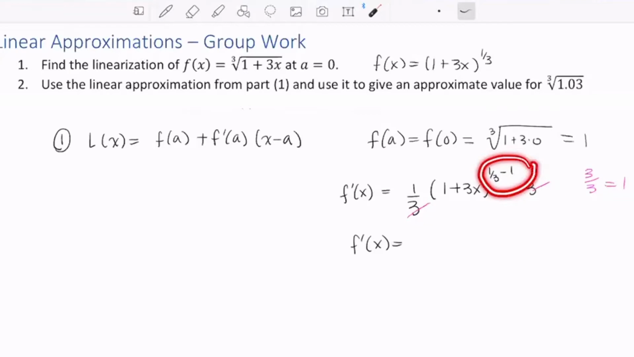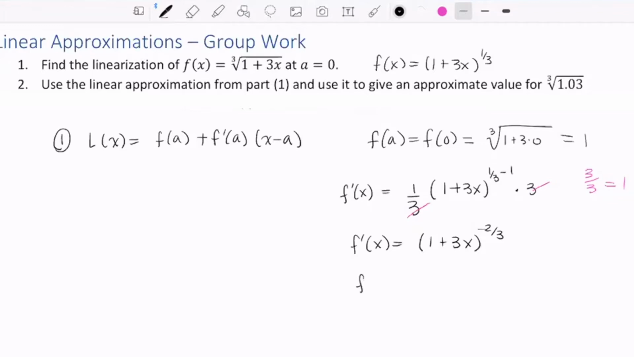So now we can evaluate at 0. So f prime of a equals f prime of 0. And that gives me 1 plus 3 times 0 to the negative 2/3 power. So again, we're just going to end up with 1.